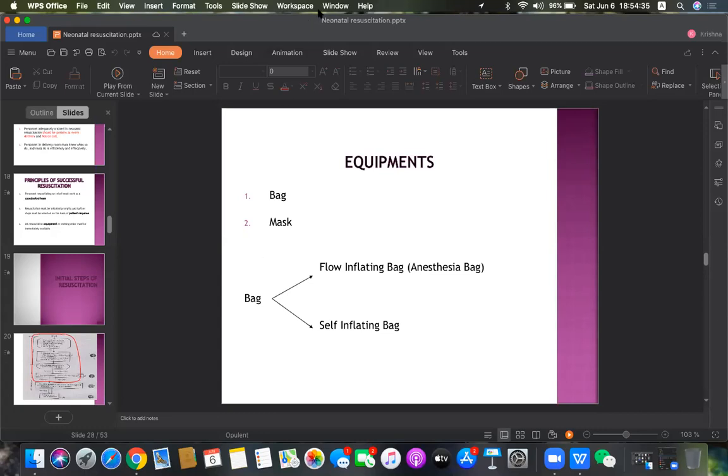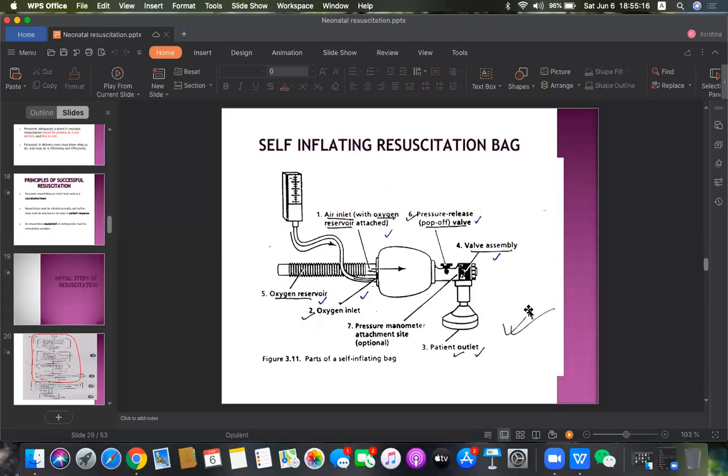Now, what is the equipment we need for resuscitation by bag and mask ventilation? We need an ambu bag. This ambu bag has certain parts, which are bag and mask, and the bag can be of different types: anesthesia bag and self-inflating bag. Usually the self-inflating bag is commonly used during resuscitation. The anesthesia bag is used during general anesthesia, which you will learn later when we talk about the anesthesia subject, when you reach the 8th semester.